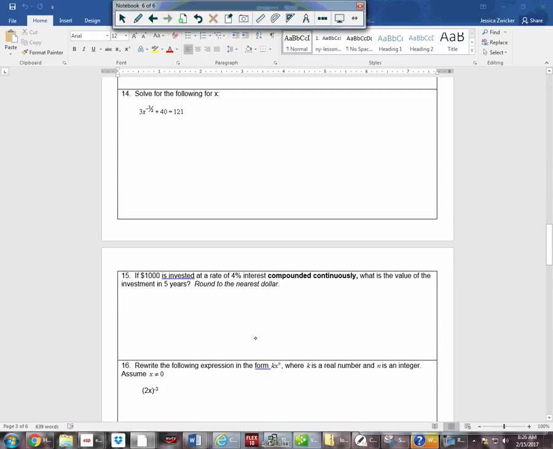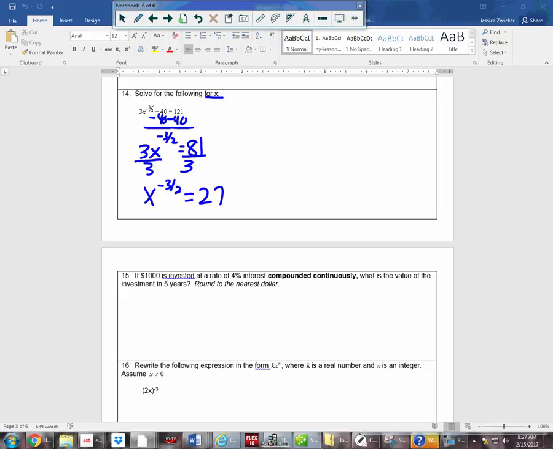Number 14, solve for x. When you solve for x here, guys, you need to subtract 40 first. And you get 3x to the negative 3 halves equals 81. Then you need to divide by 3 because only x has that exponent. 3 does not have an exponent on it, so you need to get x all the way by itself. Now you can reciprocate the exponent, raised to the reciprocal power, which is negative 2/3. And if you put that into your calculator, you're going to get 1/9.